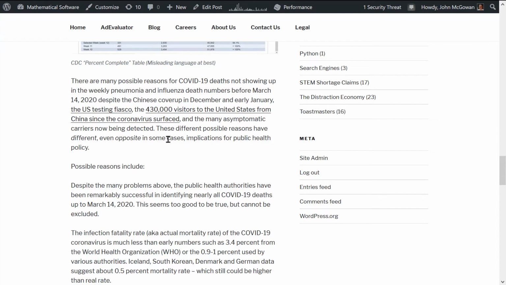Now, there are different reasons why the COVID-19 deaths might not be showing up, and these different possible reasons have different, even opposite in some cases, implications for public health policy. I want to emphasize that, so I'll repeat this. The different possible reasons have different, even opposite in some cases, implications for public health policy.